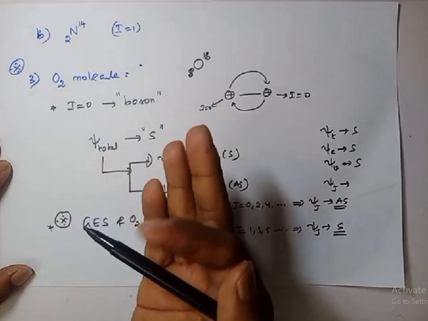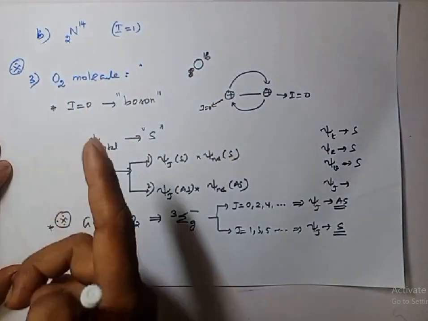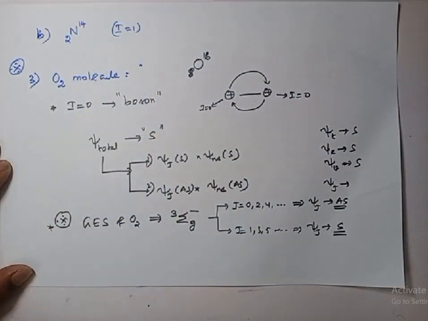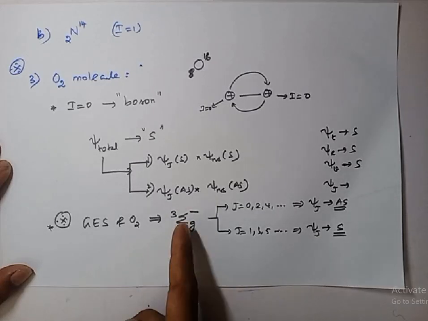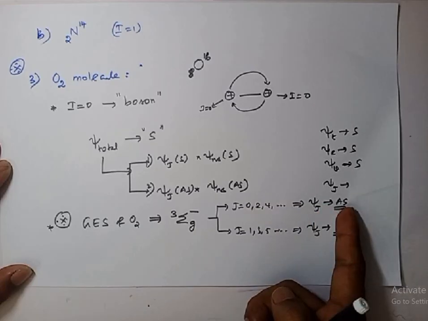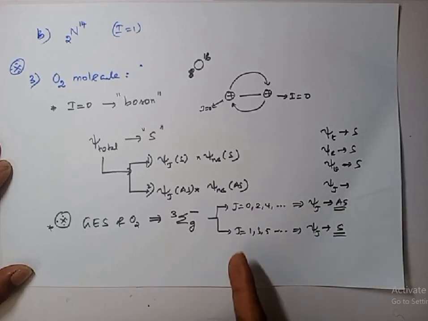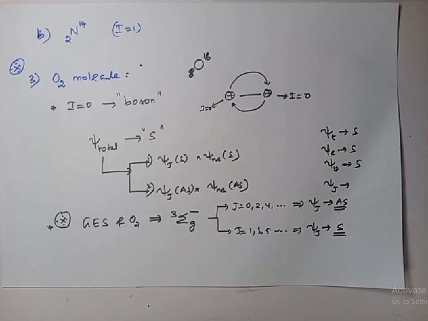So far we discussed three molecules. All those three molecules belong to the sigma g plus state, whereas the O2 molecule belongs to the sigma g minus state. For this, even numbers are antisymmetric and odd number states are symmetric states. Keep this in mind, very, very important.